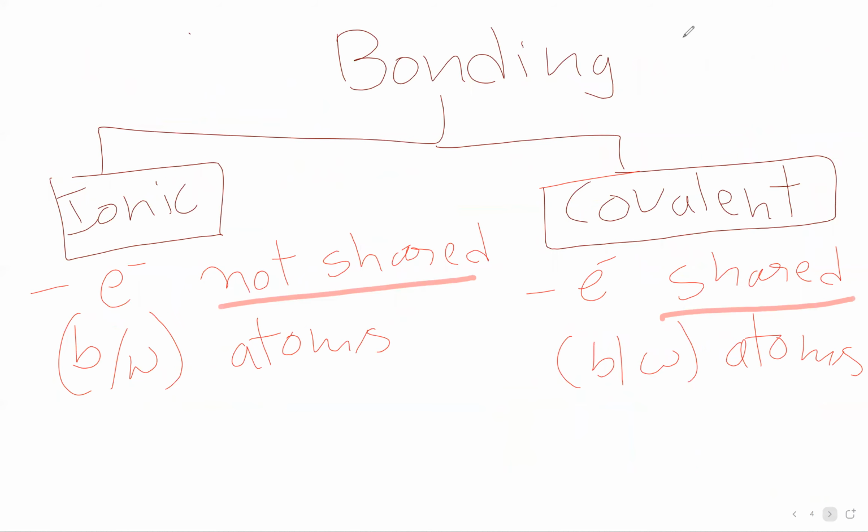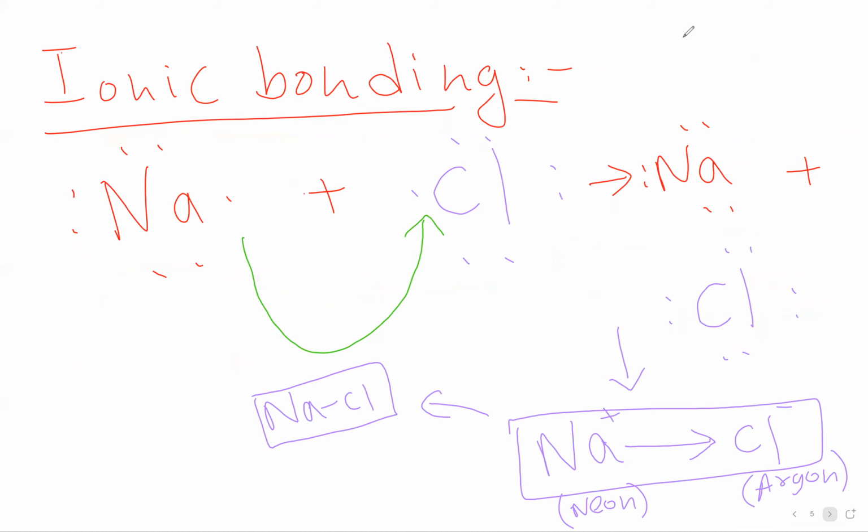And there are 2 different types of bonding. One is ionic bonding, the other one is covalent bonding. The only difference that you need to remember is that in ionic bonding, electrons are not shared between atoms. And what is covalent bonding? Electrons are shared between the atoms. This is the main difference. And we'll see examples.